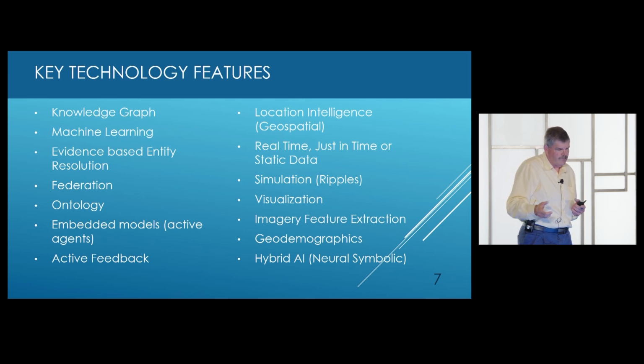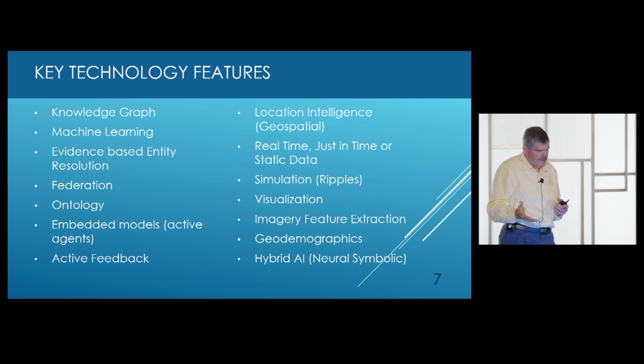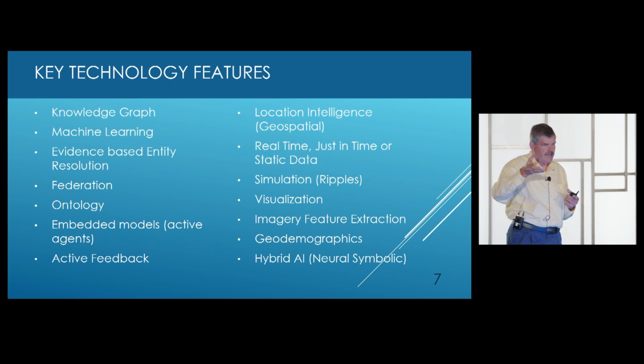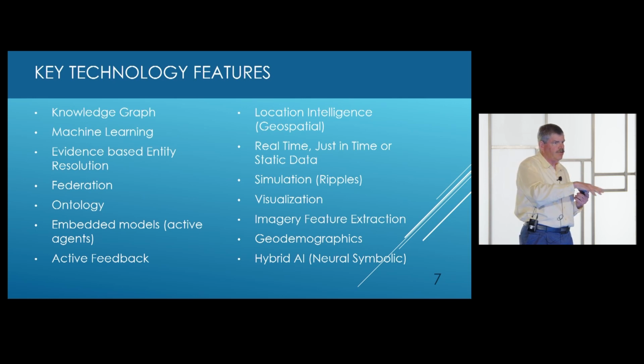Federation I will skip over for now. Ontology I'll come back to. I talked about embedded models. Active feedback. So not only does a digital twin react to individuals stimulating it, but if it's connected to external data sources that move, change, then it will respond to those as well. So it's effectively a live, connected model of the outside world.